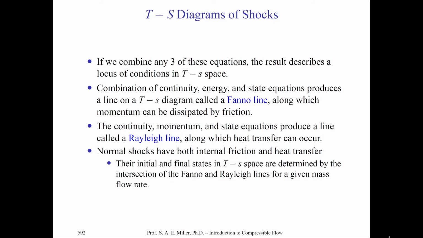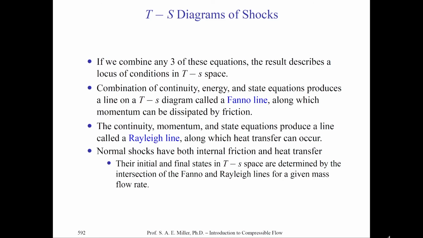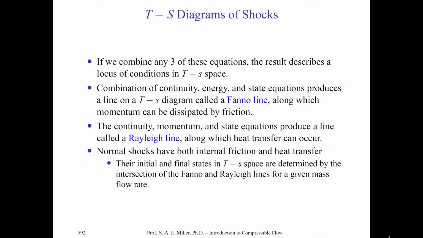A combination of continuity, energy, and the state equation, that's 478, 479, 480, and 481, produces a line on the TS diagram called the Fanno line or Fanno flow. And we'll talk about Fanno flow later in this class. This is where the momentum has dissipative terms, which is removed by friction. If we combine the continuity, momentum, and state equations, in this case 478, 479, and 481, then we'll have a Rayleigh line in which the heat transfer can occur. And these represent two lines, with particular states 1 and 2 on the TS diagram.